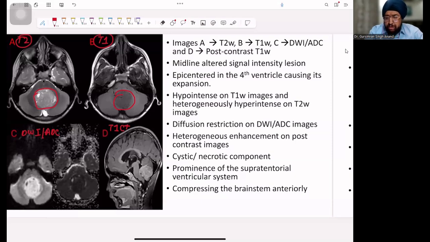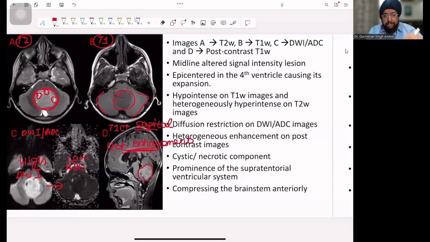What is the signal intensity on different sequences? It's hypointense to the cortex on T1 weighted images. On T2 weighted images, it is heterogeneously hyperintense with few cystic areas also. You can visualize. It shows avid diffusion restriction. There's a low signal on ADC and high signal on DWI. And the fourth image is a sagittal post-contrast image, which shows heterogeneous enhancement. Okay.